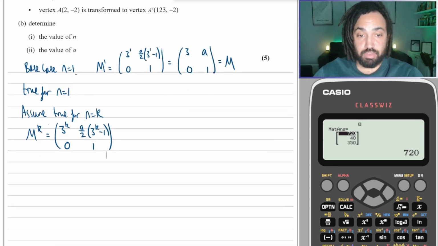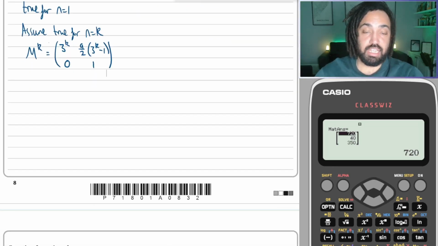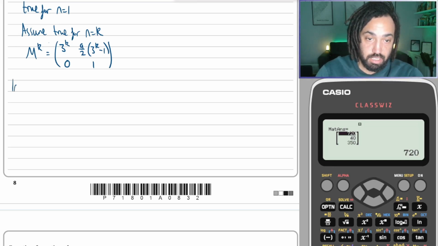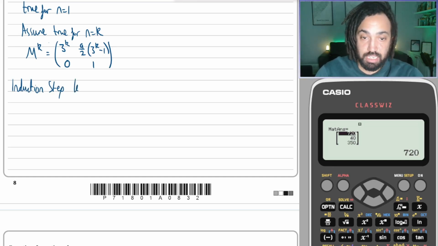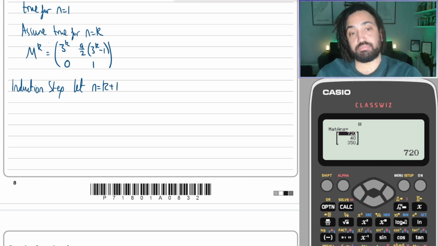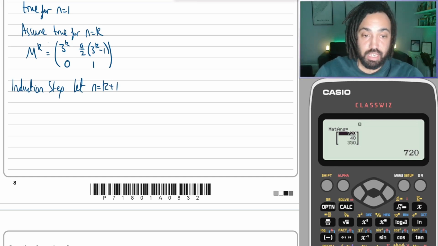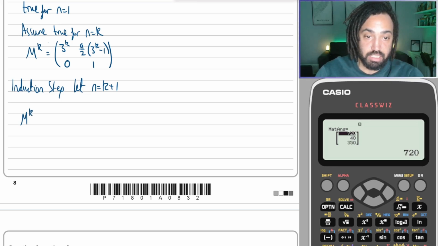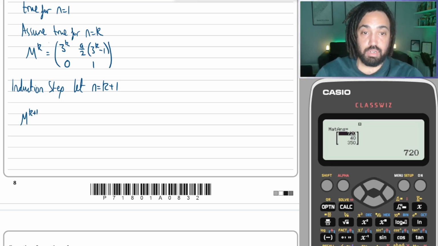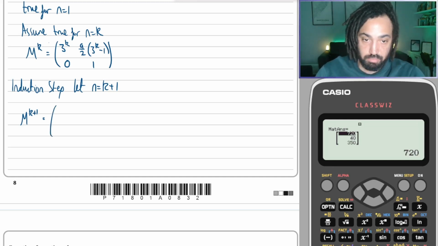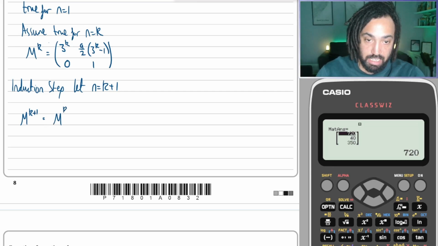Okay, right, next up is the induction stage. So the induction step asks us to let n equal k plus 1. Okay, so what do we get? M to the k plus 1. What is M to the k plus 1? Well, it is M to the k multiplied by M.